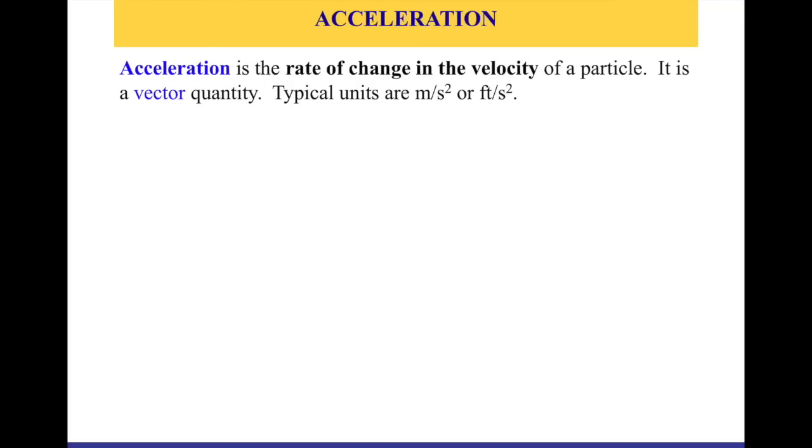So acceleration, by definition, is the rate of change in the velocity of a particle. It's a vector quantity, which means that it could have positive or negative values, and we're going to talk about what that means. When we talked about position and displacement, velocities and speeds, positive and negative was in reference to a point. In acceleration, positive and negative means whether I'm accelerating or decelerating. Typically the units of acceleration are meters per second squared or feet per second squared, depending on the unit system we are using.